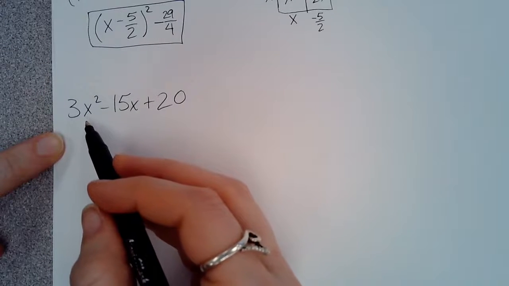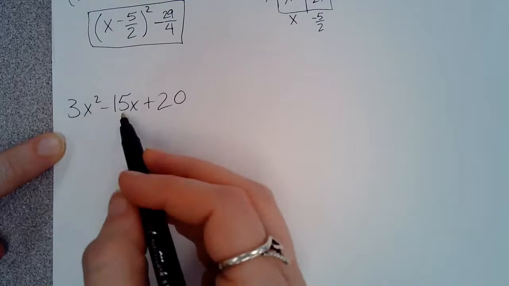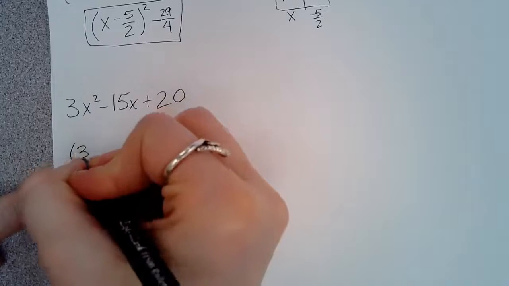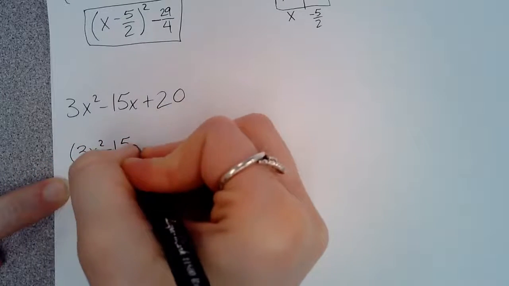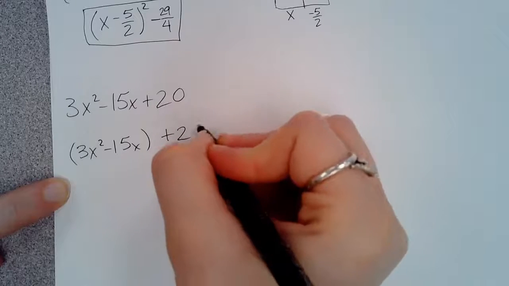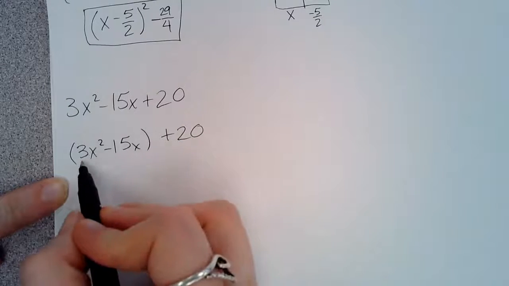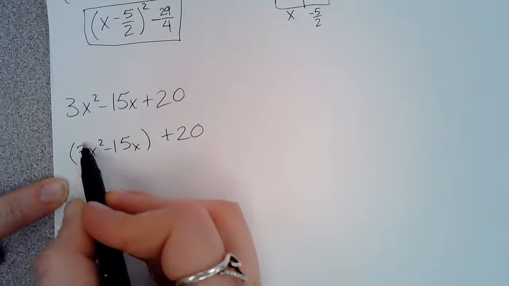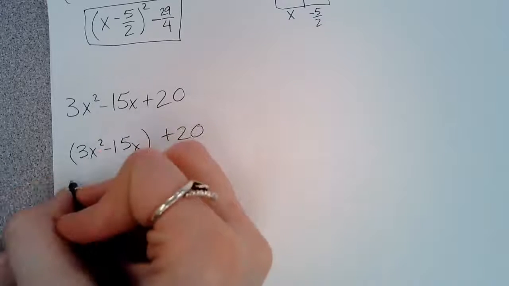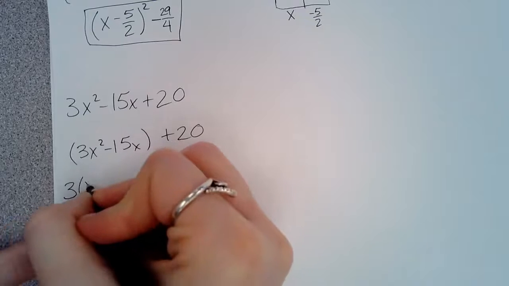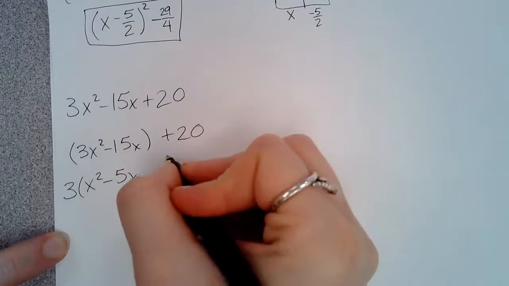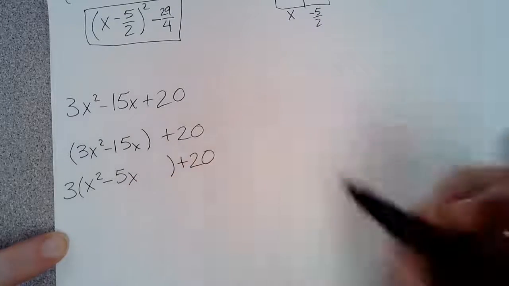So I'm going to do kind of the same thing. I'm going to put these first two things in parentheses. So 3x squared minus 15x. And I'm just going to leave the plus 20 off to the side. But I really don't know how to deal with a number in front of the x squared. So we're going to factor that out. We're going to pull that out of both pieces that are here in the parentheses. So 3 times x squared minus 5x. Still have the plus 20.